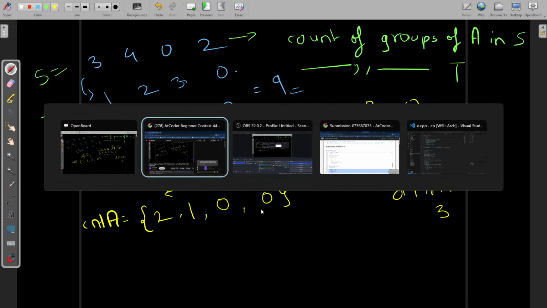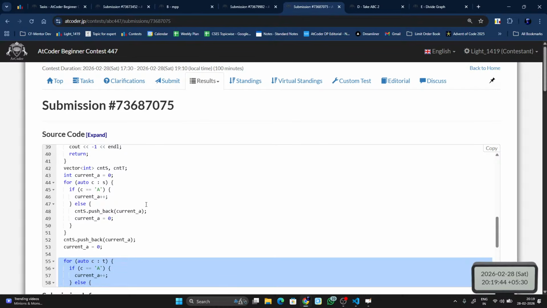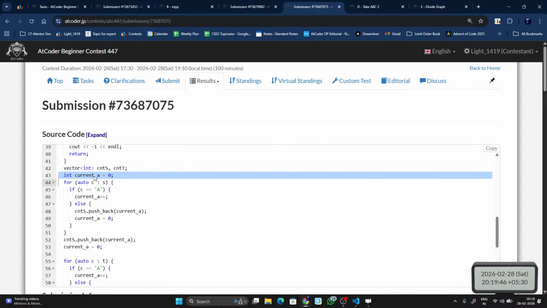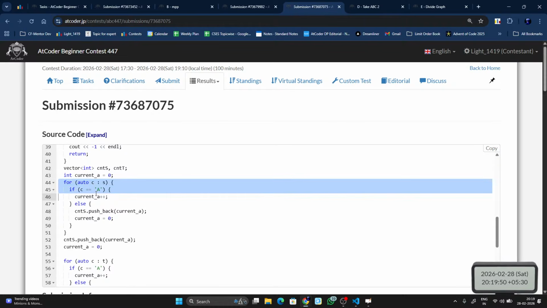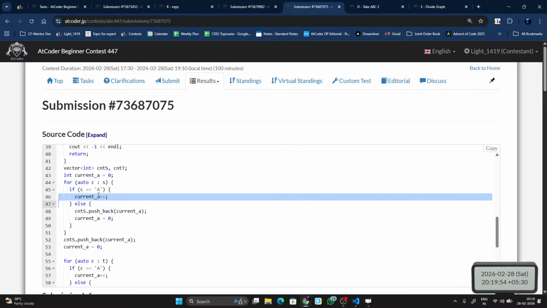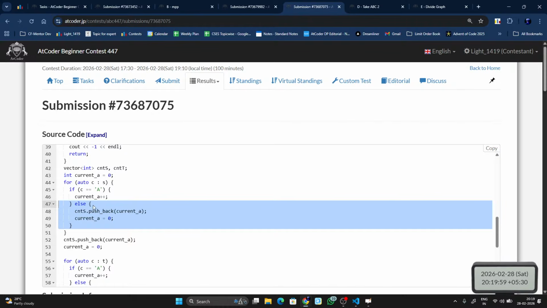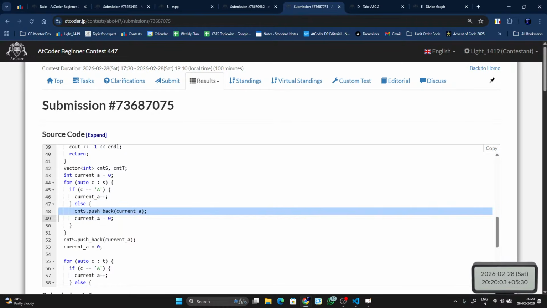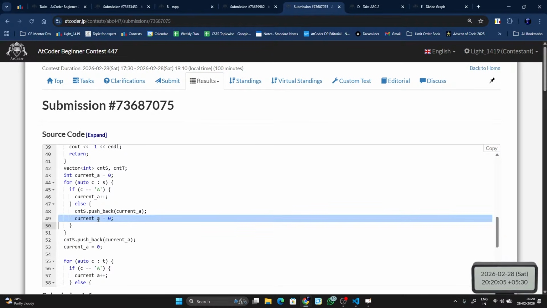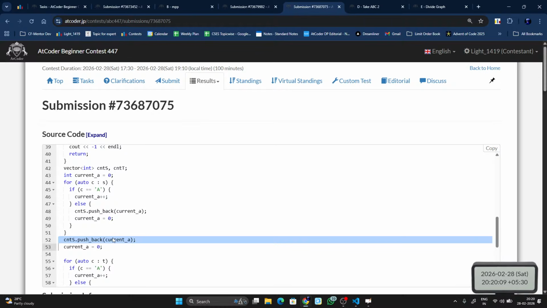So we are using the exact same method in the solution. Initially we are setting the count variable current A equal to 0. Then we will be iterating upon the string, and for each occurrence of A, I would increment the counter. And if the character is not A, it is something other than A, then I will push the current count into the vector, and I will set current A back to 0. And at the end, I'm again pushing back that value.